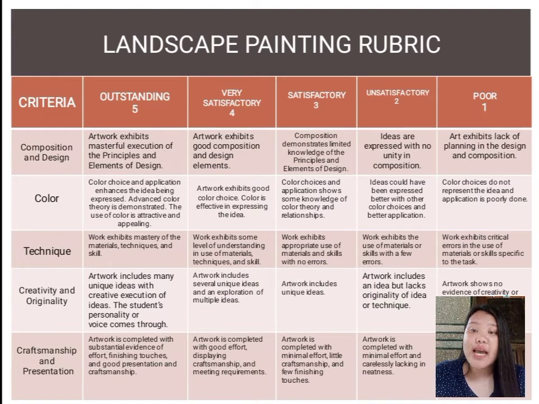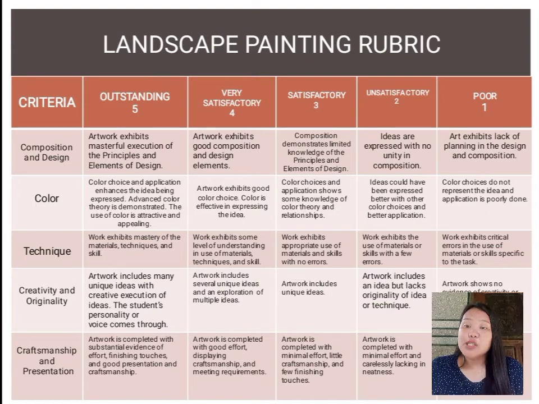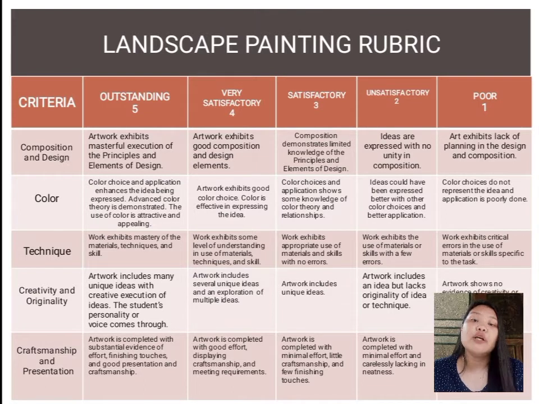The second, very satisfactory or 4. Work exhibits some level of understanding in use of materials, techniques, and skills. The next one is satisfactory or 3. Work exhibits appropriate use of materials and skills with no errors. The next one is unsatisfactory or 2. Work exhibits the use of materials or skills with a few errors. The last one is poor or 1. Work exhibits critical errors in the use of materials or skills specific to the task.